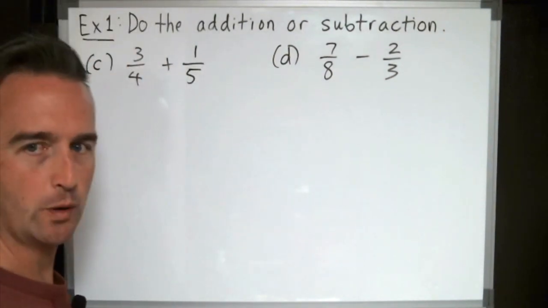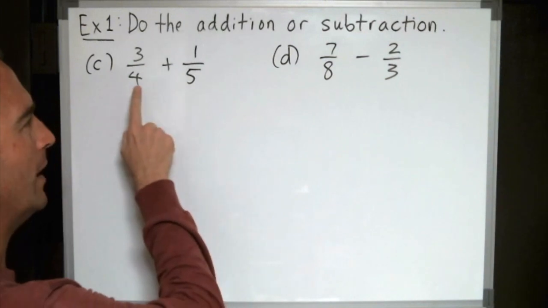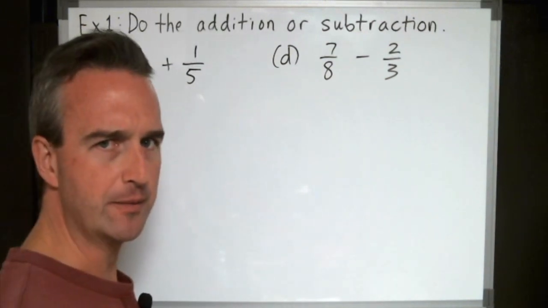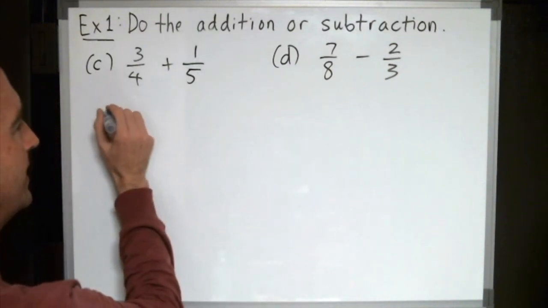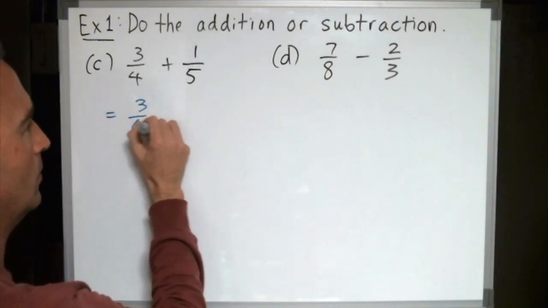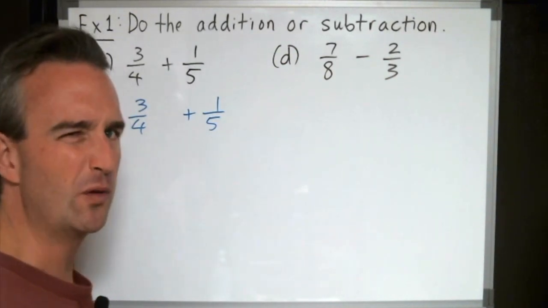3 over 4 plus 1 over 5. Again, we don't have a common denominator, and one is not a multiple of the other. Okay, we've got a problem here with these bad boys. What we do in this case, 3 over 4 plus 1 over 5, is we have to do it to both fractions.